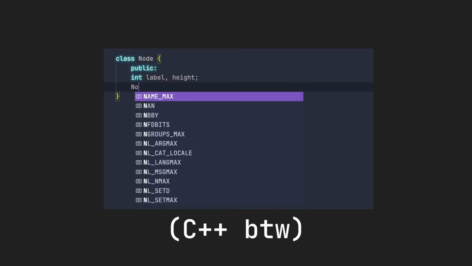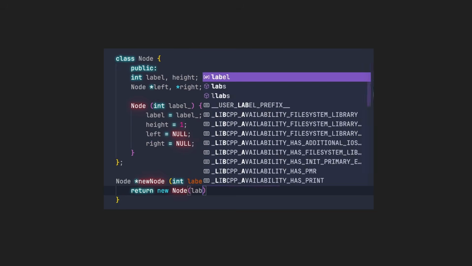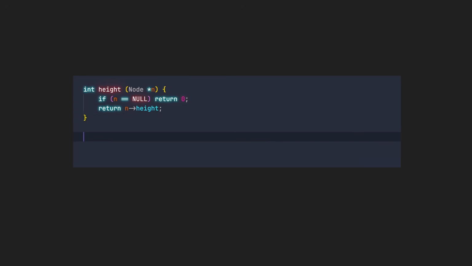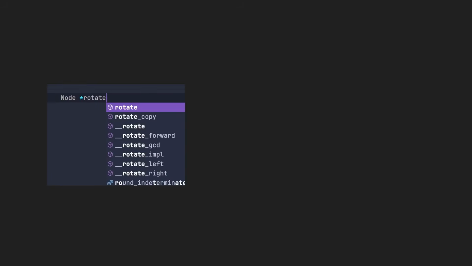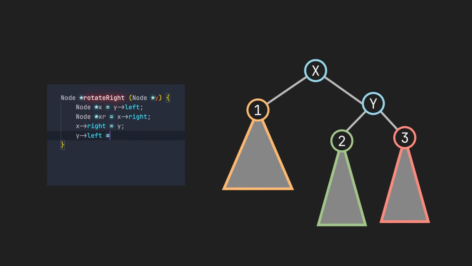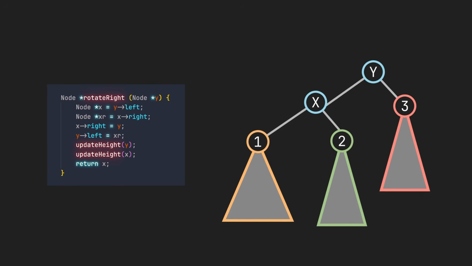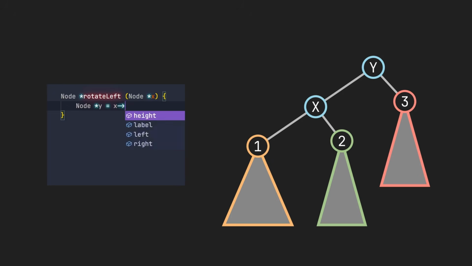Let's write the left and right rotations in code. First of all, for a node class, we store its label and the height of its subtree. Also, we store pointers to their left and right children. These two helper functions allow us to update the height of our nodes. Here's the right rotation function. It takes in a pointer to the root y of the subtree being rotated, switches some children, updates some heights, and then returns a pointer to the new root of that subtree, x. The left rotation is identical.